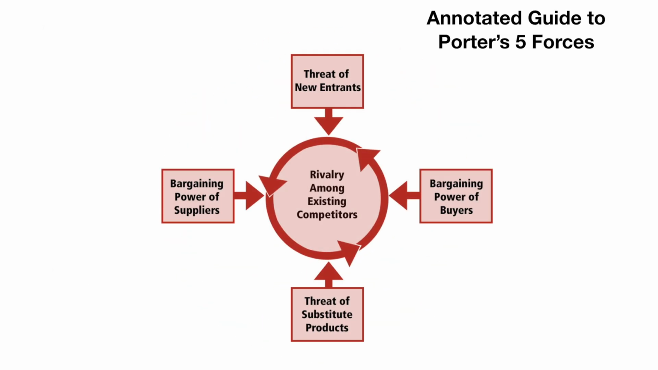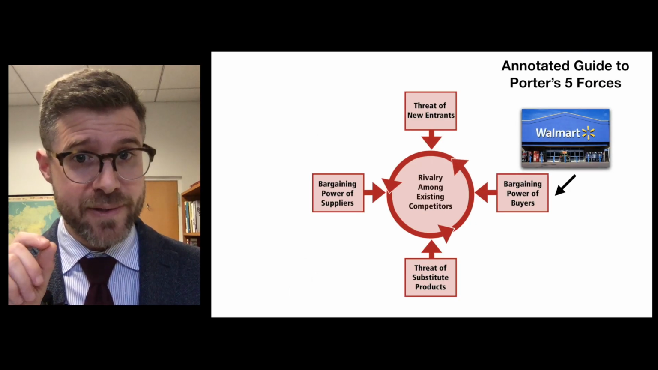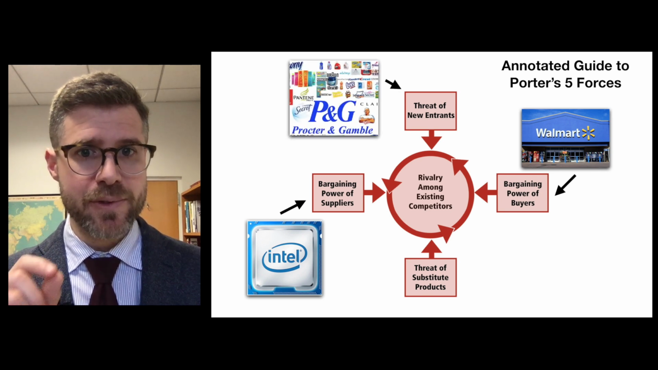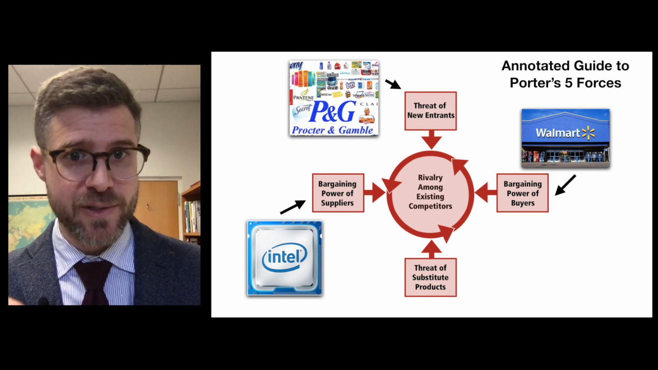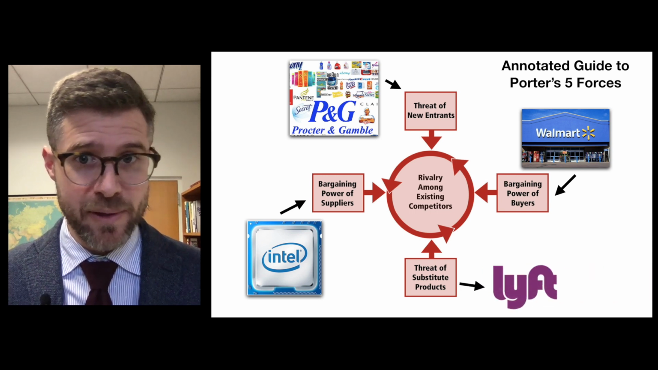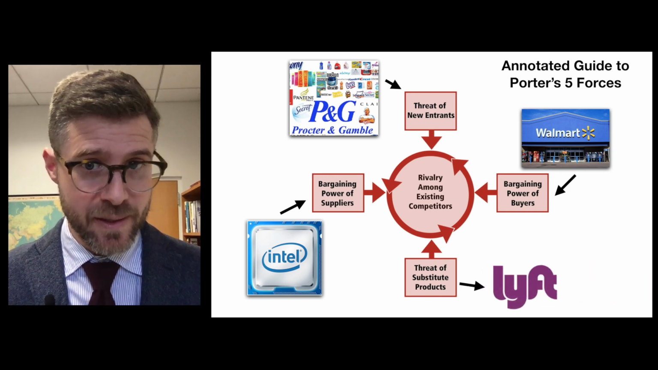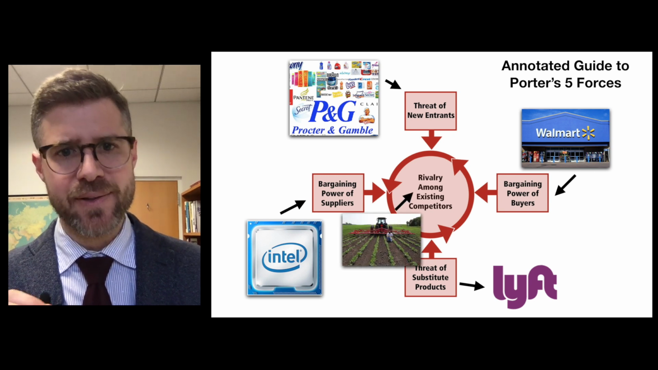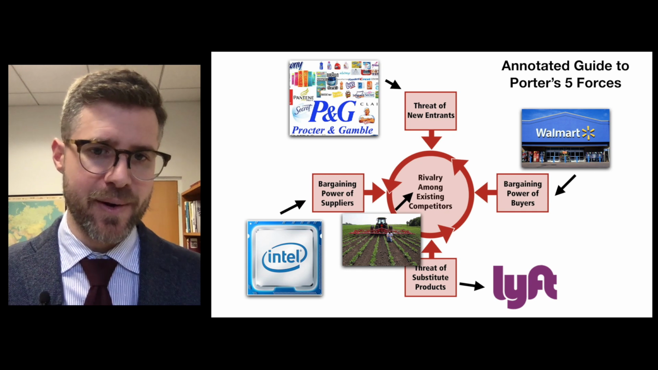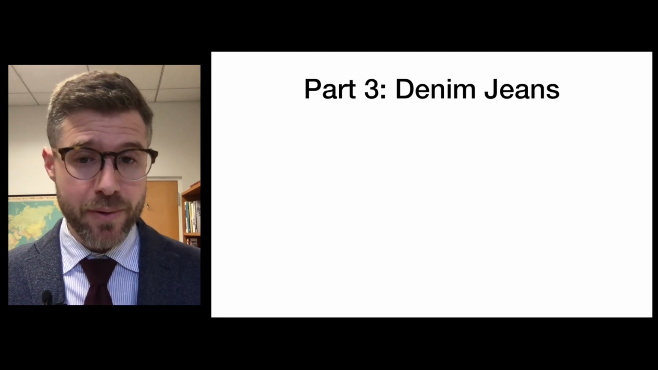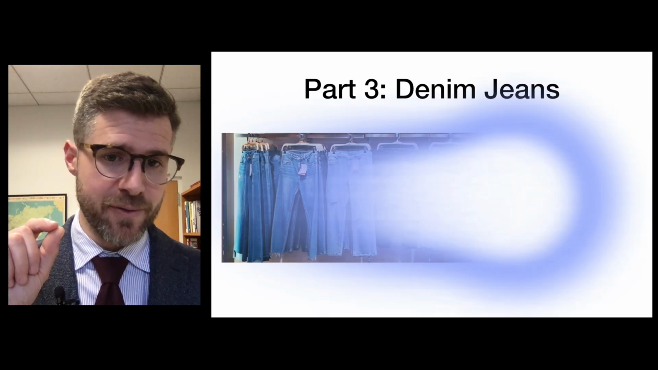To recap, here are the most salient 5 forces examples. Walmart is a powerful threat as a buyer. Intel is a powerful threat as a supplier. Procter & Gamble's ability to create strong brand names raises barriers to entry and poses a threat to new entrants. Lyft is an example of a substitute product to driving or biking. Finally, the highest rivalry industry in the world is farming, with tens of thousands of competitors growing standardized agricultural products. Now that we've gone over the forces individually, in part 3, I'll apply them to the market for denim jeans.